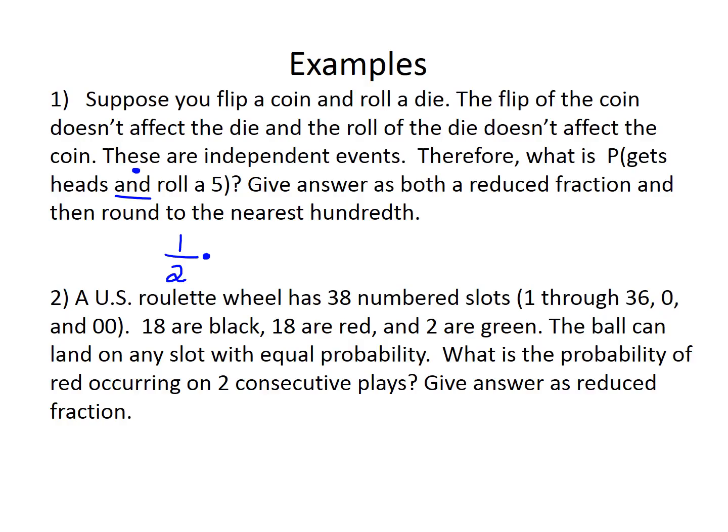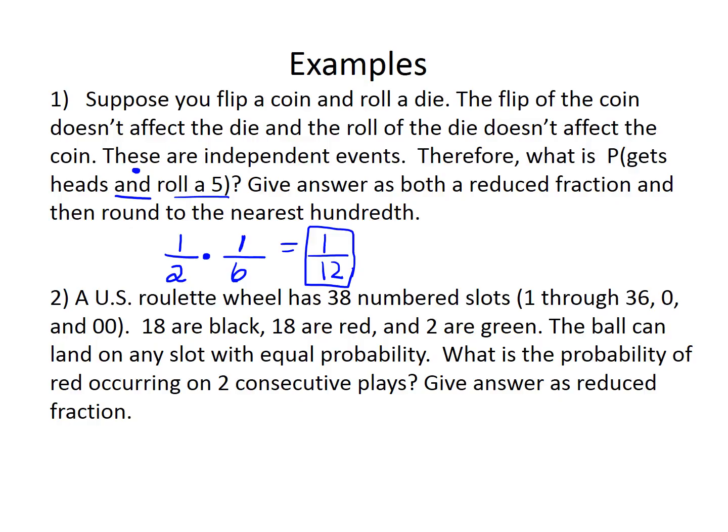The probability of rolling a 5, well, there's 6 sides of a die and only one of them is a 5. And you can imagine if you want the probability of a heads, that's 1/2. But if you also have to get a 5, then the probability becomes less than 1/2, right? You have a less chance. So when you multiply fractions, you know you get smaller. When we multiply fractions, we just multiply straight across. 1 times 1 is 1. 2 times 6 is 12. So the probability is 1/12.